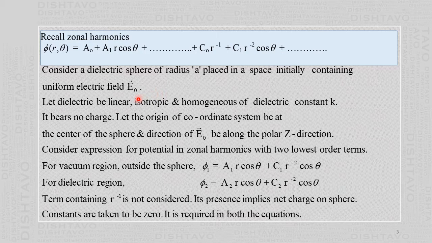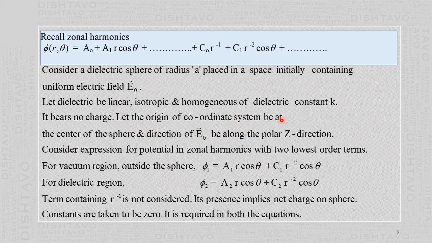Now let us assume that this dielectric is linear. Linear means physical quantities are proportional. Then isotropic. Isotropic means all the different physical quantities have the same direction. They are different physical quantities, but the direction is the same. The magnitude will be different, and they are proportional to each other. And homogeneous, so everywhere it is made of the same type of dielectric material, and the dielectric constant is K. Then we take that it has no free charges, so it is an ideal dielectric.